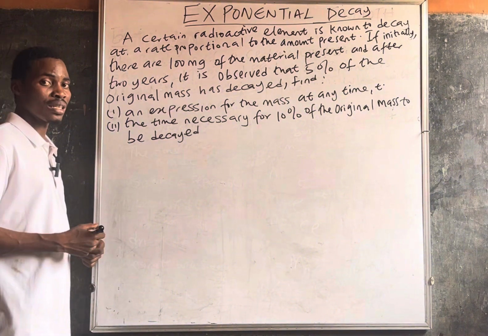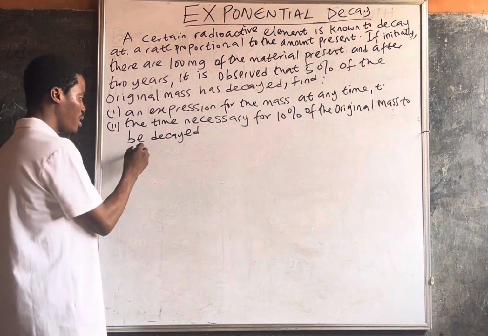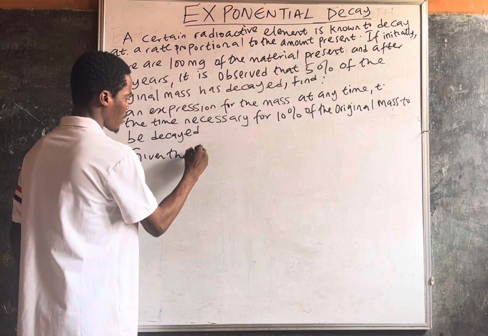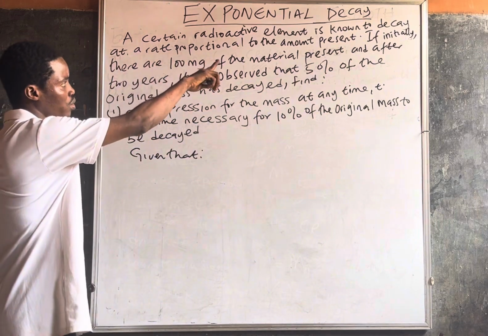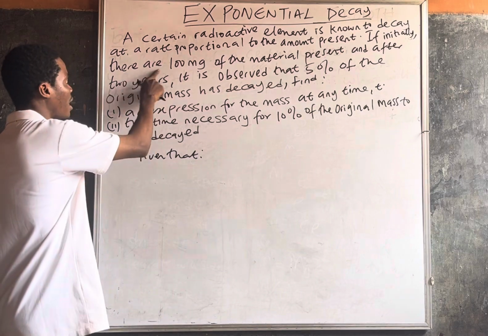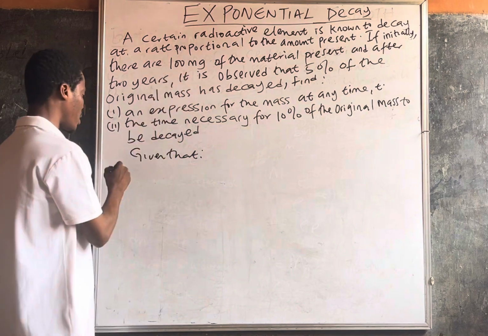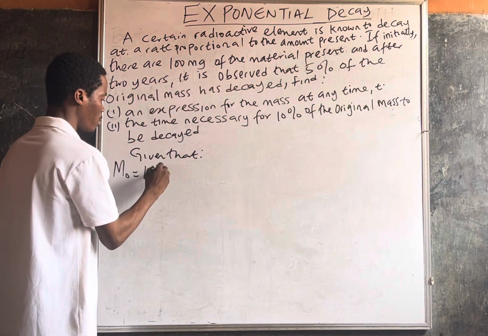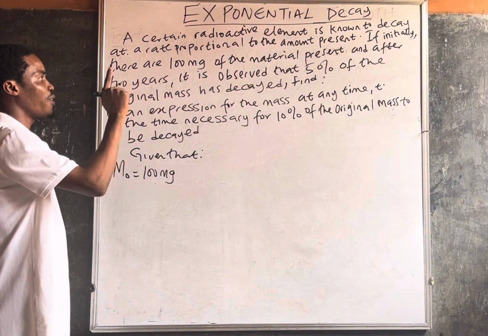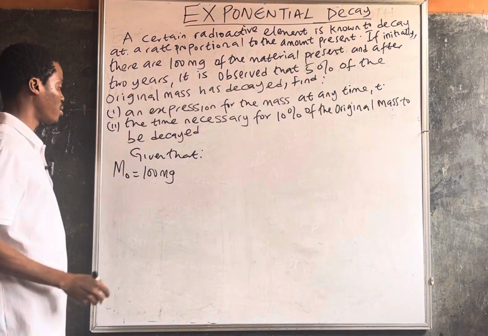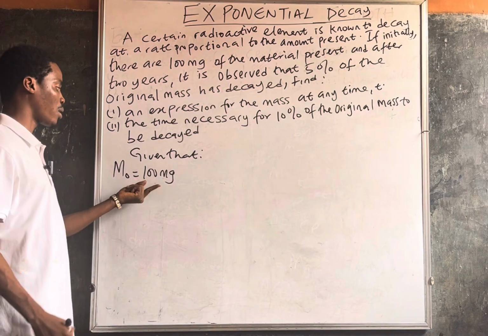Remember in our previous lesson, when we talked about how we generate the exponential decay formula, we have been given that a certain radioactive element is known to decay at a rate proportional to the amount present. If initially there are 100 milligrams, that is our initial mass, M naught is 100 mg. It is observed that 5% of the original mass has decayed. That is 5% of the original mass we have been given.